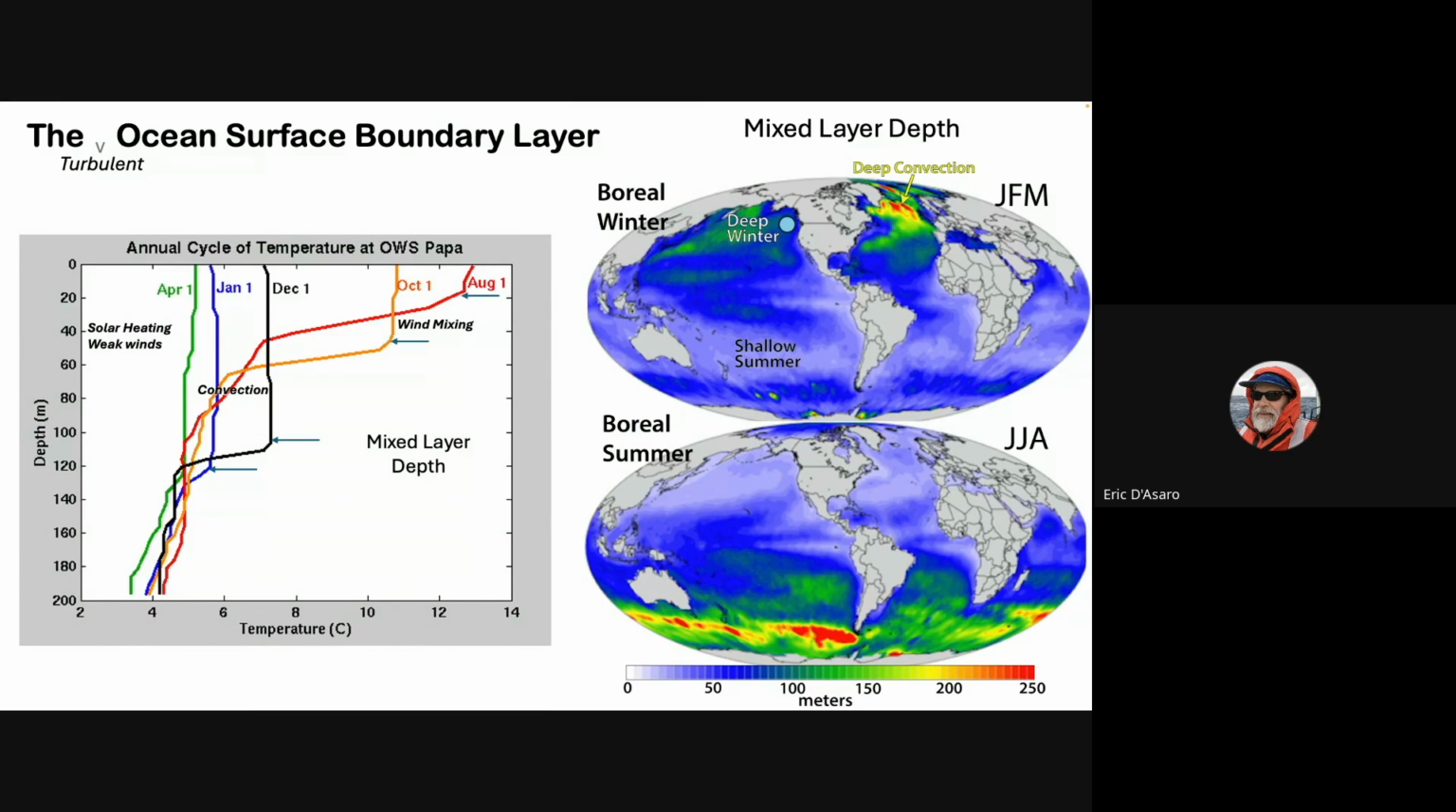Okay, so talking about the ocean surface boundary layer. That's the upper few hundred meters of the ocean, and it's turbulent. Maybe I'll go here. I want to be able to see the screen and see you guys too. Is this okay for the video?